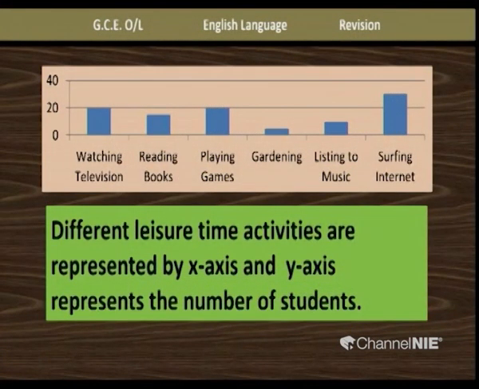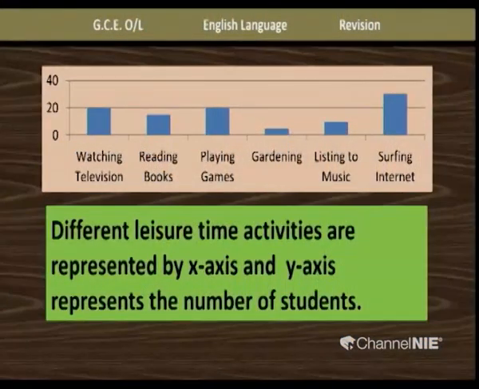We are going to talk about the x axis and y axis because this is important. After the introductory statement, you have to write a sentence to make the reader aware of what the x axis represents and what the y axis represents. So you should make the reader understand these two things. Different leisure time activities are represented by the x axis and the y axis represents the number of students. So in a bar chart, this sentence is compulsory.